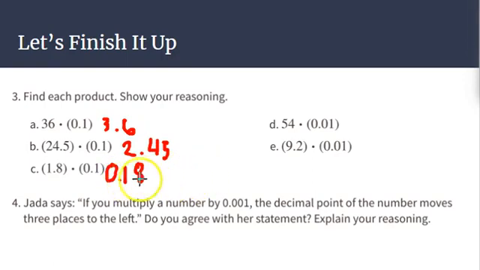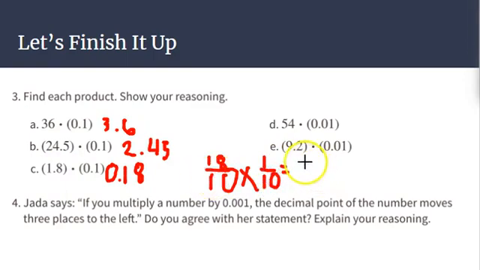Because if you think about it, let's specifically look at this one. We've got 18 tenths, right? Because even though this is 1 and 8/10, we could think of it all together as 18 tenths. And we're multiplying it times 1/10. So 18 times 1 is still 18. 10 times 10 is 100. So now we have 18 over 100, which gets us 18 hundredths.